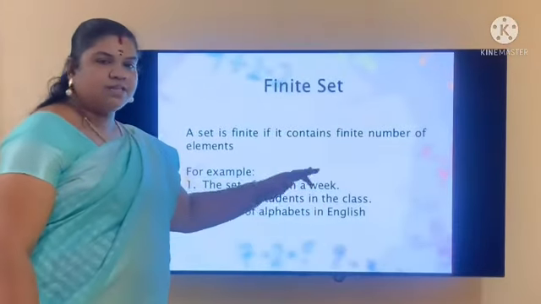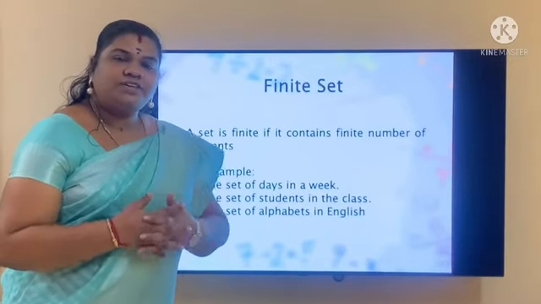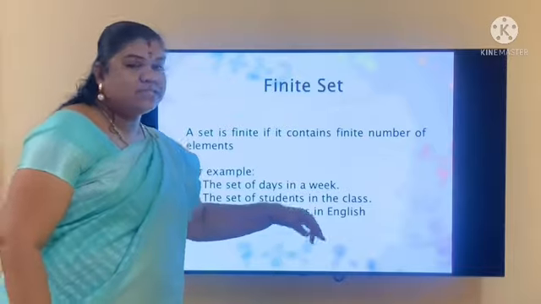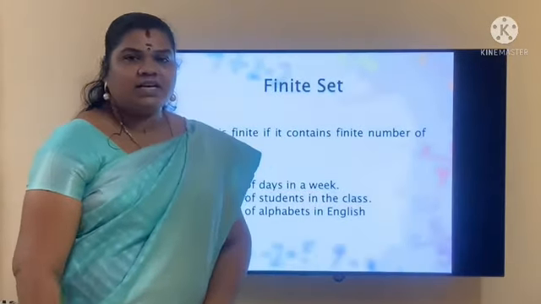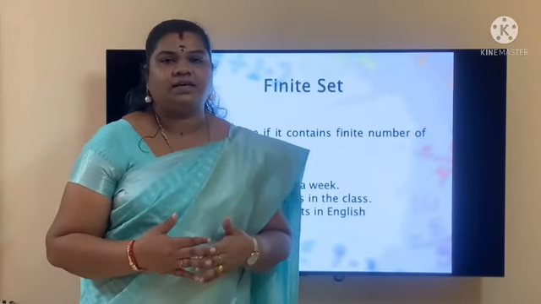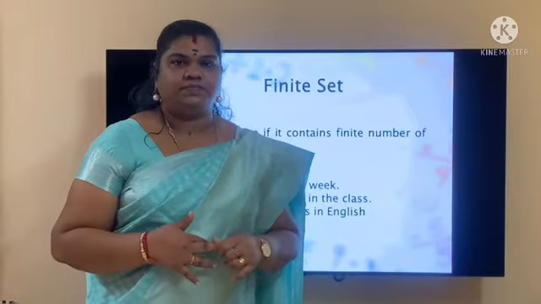A set of students in the class. So you know the strength of the class. In a particular class, if it is 40, you can count and say, yes, it is 40. The set of alphabets in English. How many alphabets are there in English? 26. So you are able to count and say the number of elements in the set. That set is called a finite set.